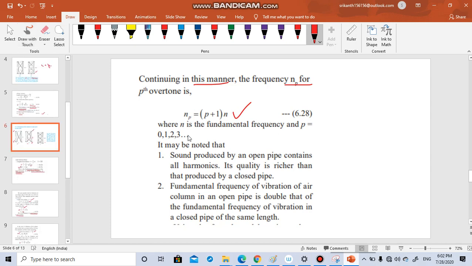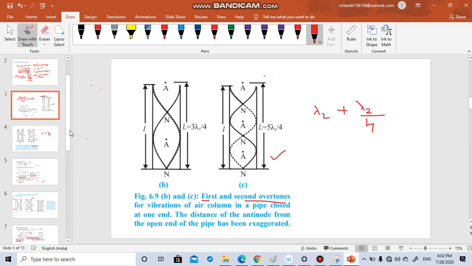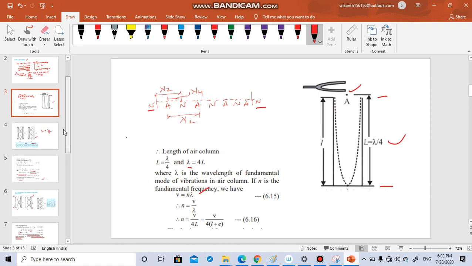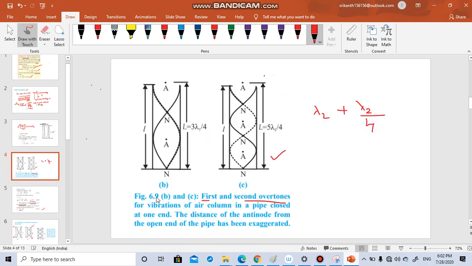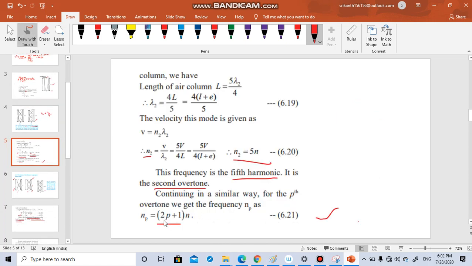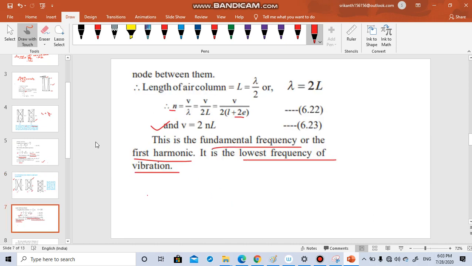So here it is p plus 1 into n, and this is the case where both ends are open. Before that we discussed which case? We discussed the case of one end free, another end fixed. So there what was the formula? It was 2p plus 1. If you remember, it was 2p plus 1. Let me just get that slide. It was 2p plus 1 there, and when both ends are free, it is p plus 1. So these two results you should remember. If derivation is asked in the board exam, you should be able to do it.